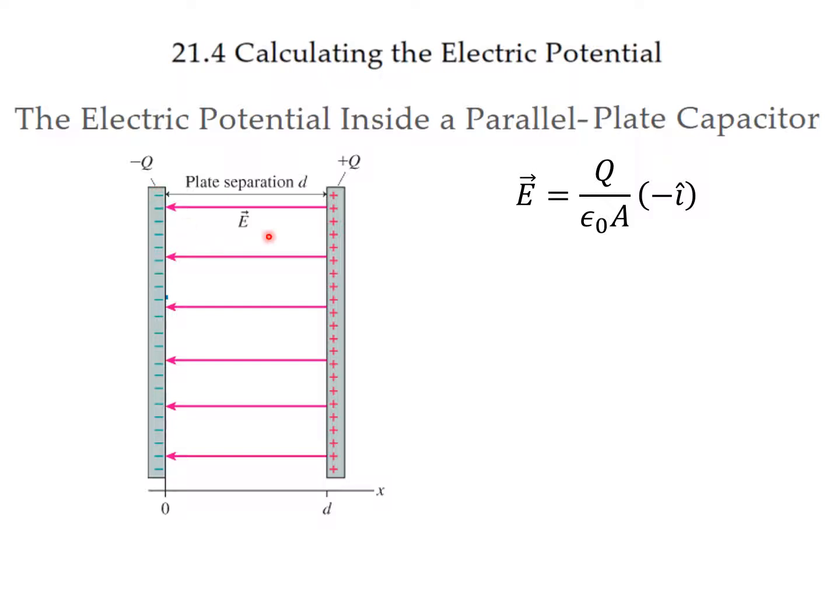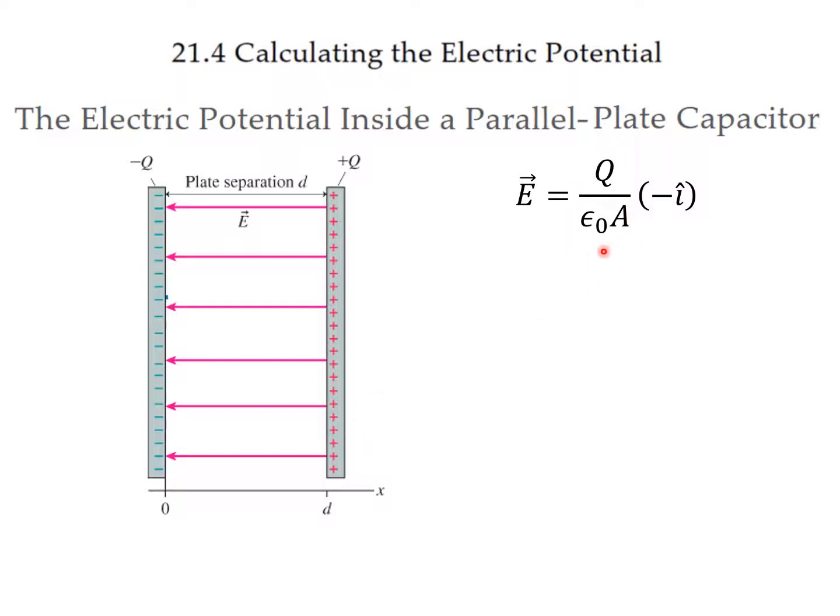We have two parallel plates, which is called a capacitor. One plate is negative, the other one is positive, and they both have the same amount of charge, positive and negative. This sets up a uniform electric field between the two plates that we saw before.